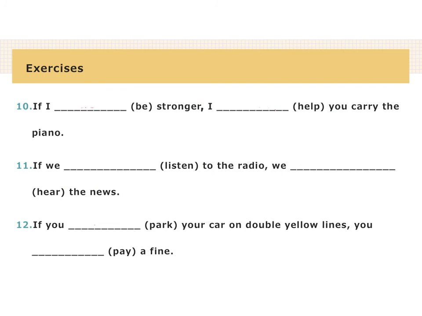Number 10. If I be stronger, I help you carry the piano. The answer is, if I were stronger, I would help you carry the piano. But I'm not strong enough, so I can't help you carry the piano. Type 2 is used in this question.